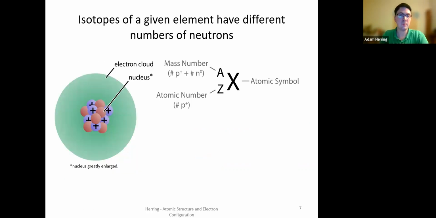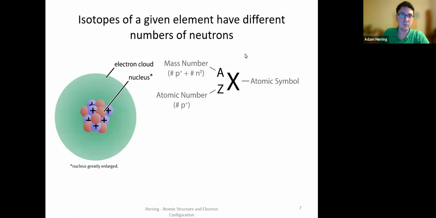An isotope of an element is an element that has the same number of protons but differing numbers of neutrons. So we define an element based upon the atomic number, which is the number of protons. However, depending on the number of neutrons that we have in an element, that will give us a different isotope.